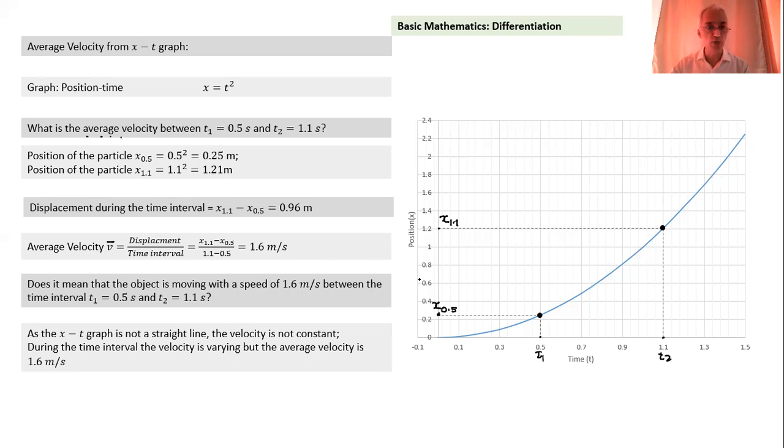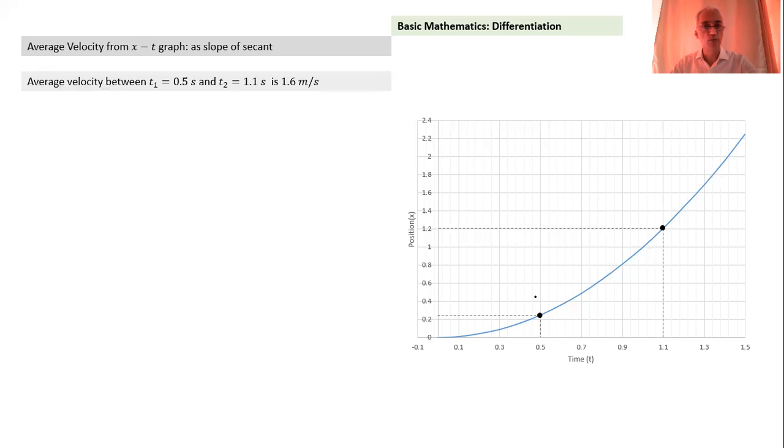Okay, so that point also is clear. As the x-t graph is not a straight line, velocity is not constant, it is varying. So during the time interval the velocity is varying, but the average velocity is 1.6. So this is what we understood, and we'll continue with the same graph in the next slide. We'll explore further what we had done in the previous slide. During these two instances of time, average velocity is 1.6 meter per second.